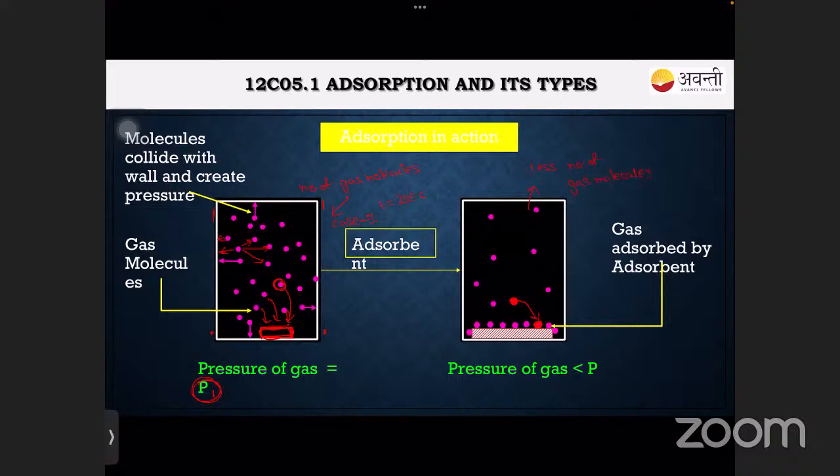Now what is happening here? As the gas molecules decrease in the container, the pressure also decreases. The collisions will decrease, right? So the pressure also decreases. As the adsorption process goes forward, the pressure inside the closed container will decrease. This is how we can prove that gases are adsorbed by the adsorbent.